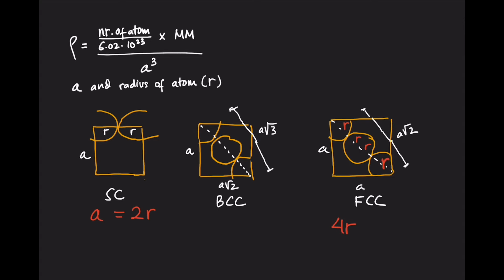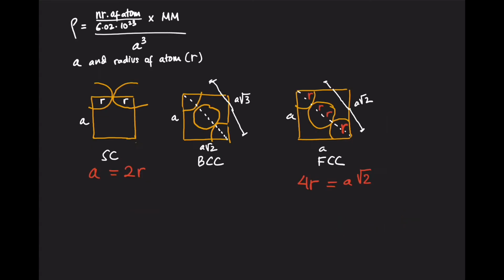So we'll have 4R equal to A multiplied by square root of 2. So R is equal to A over 4 square root of 2.